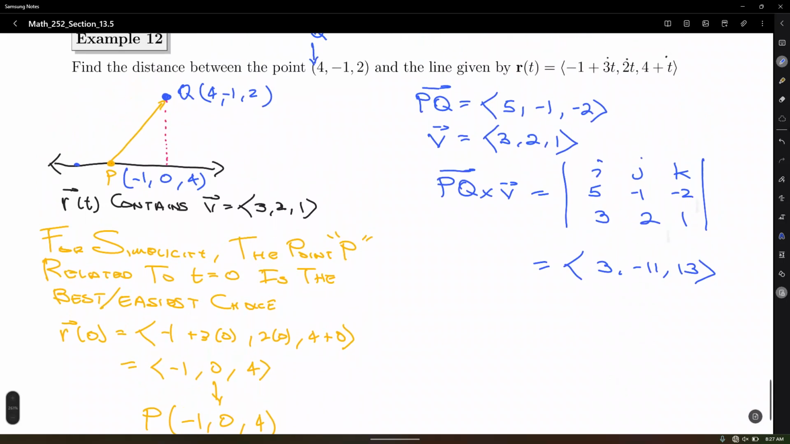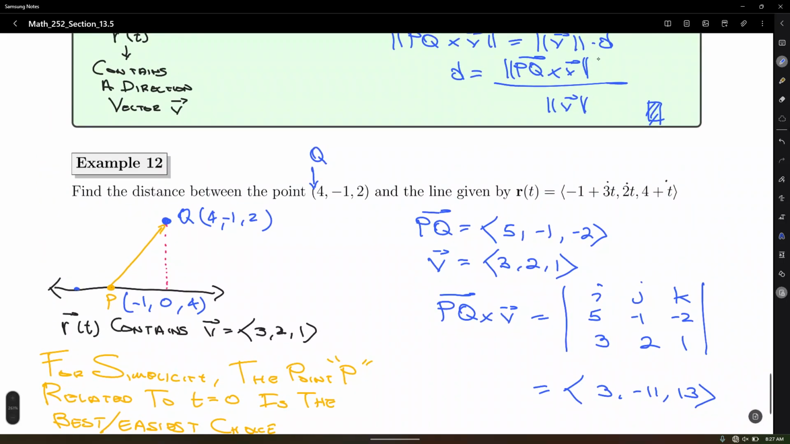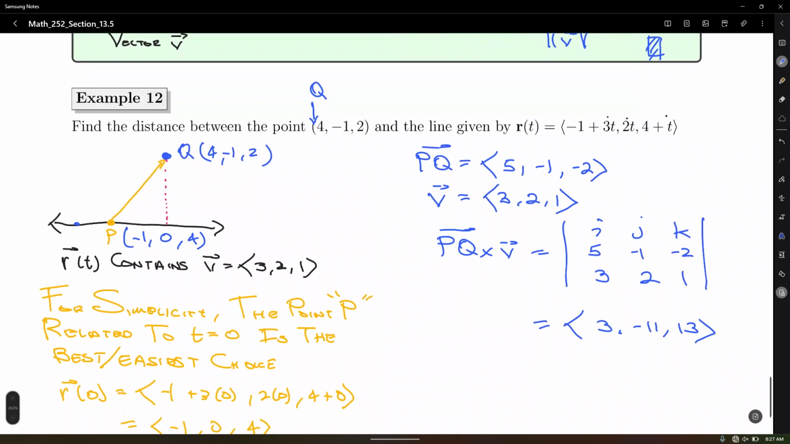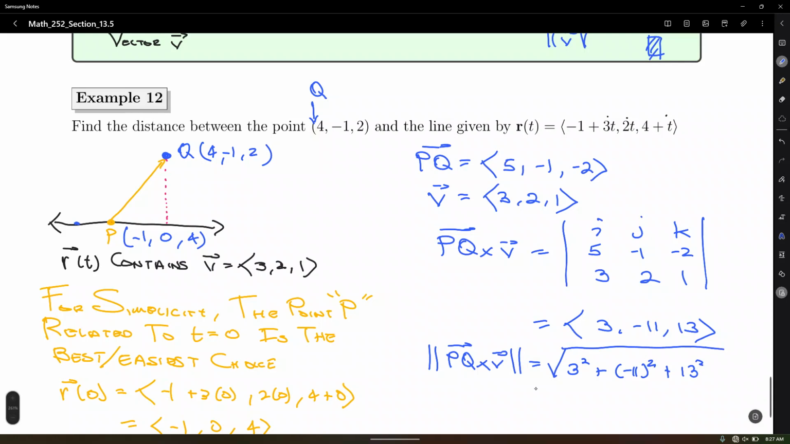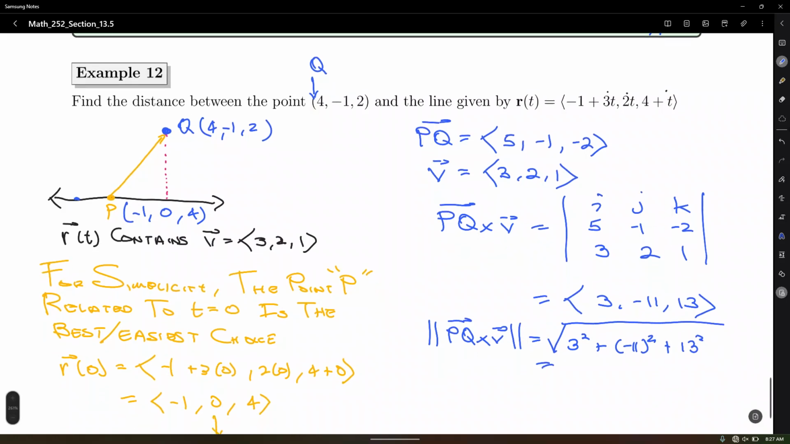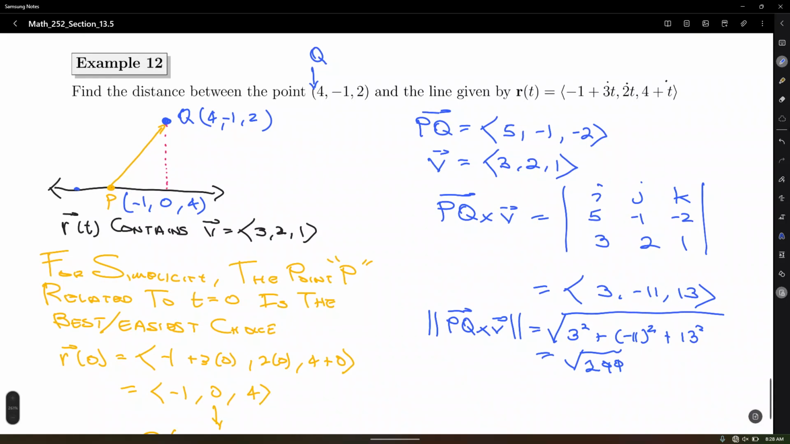Okay, what else do we need? Well, from the formula, we need to find the magnitude of that vector we just found. So that is the magnitude of PQ cross v, which equals the square root of 3 squared plus negative 11 squared plus 13 squared. And simplifying this madness in the calculator, that should give us the square root of 299.